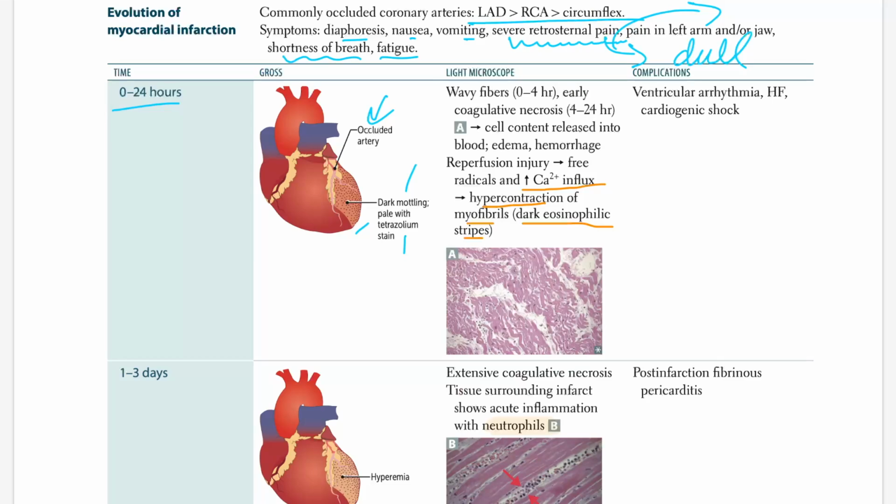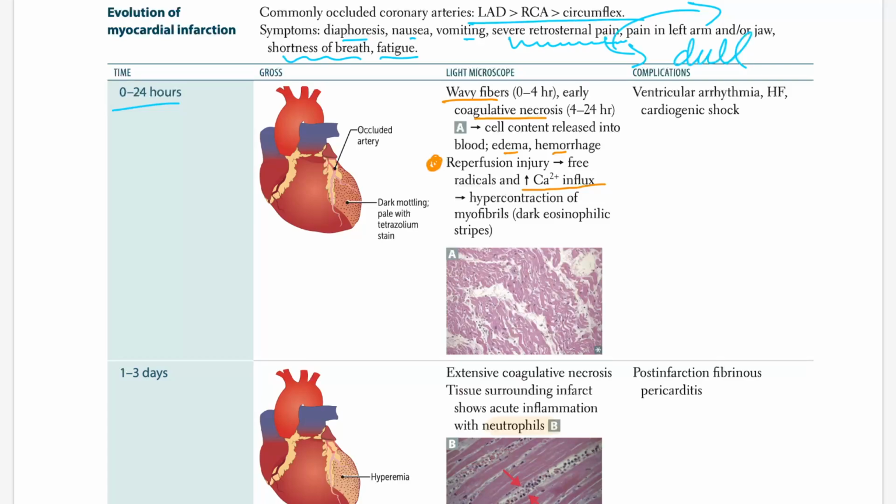But in light microscopy, you will see wavy fibers within 0 to 4 hours. Early coagulative necrosis within 4 to 24 hours would lead to cell content release into the blood, edema, and hemorrhage.